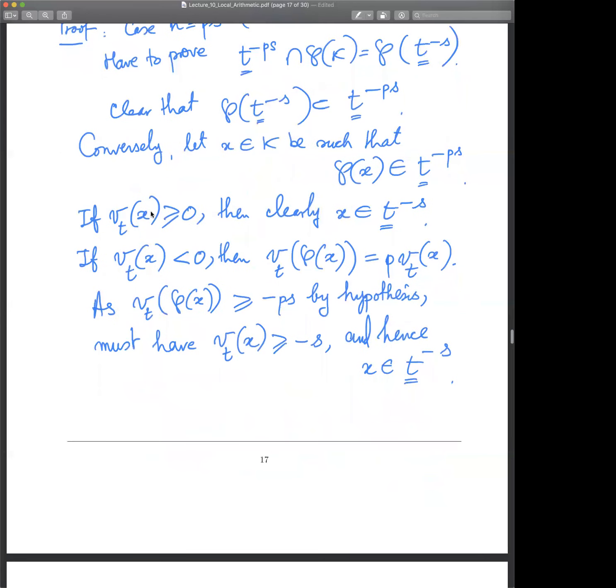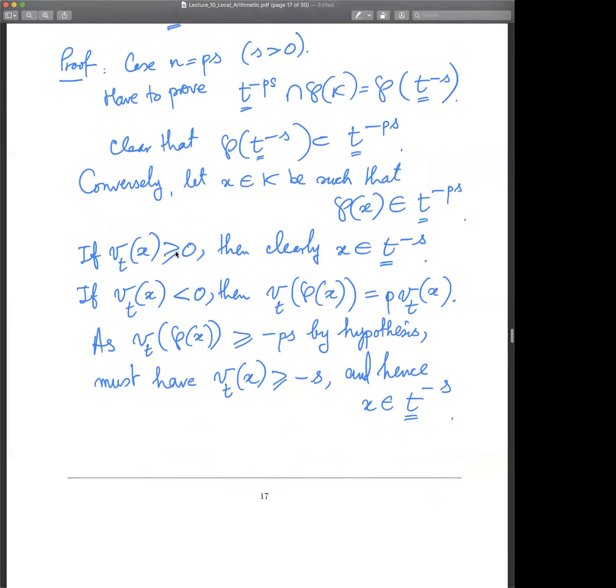Now, if vt of this x is positive, then x is clearly in t to the minus s, right? Because it's even in t to the 0, I mean if it's positive. And t to the 0 is contained in t to the minus s.